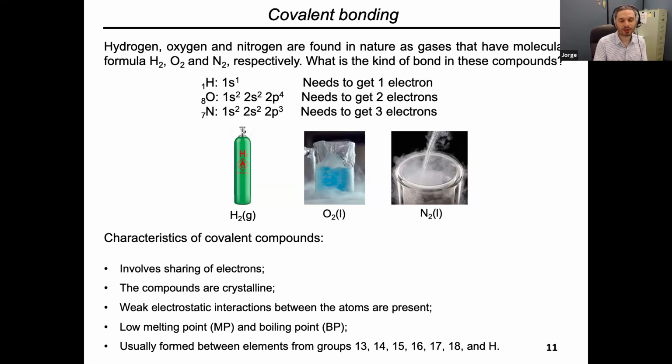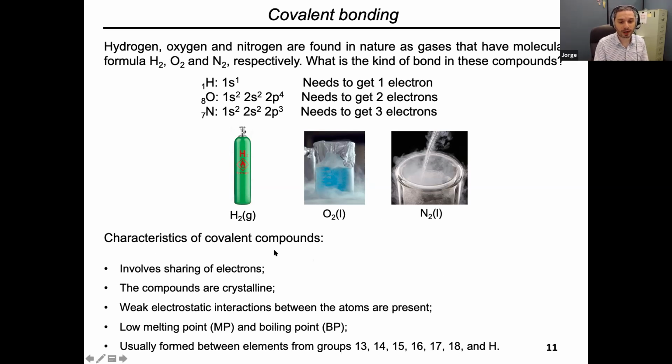Somehow, hydrogen combines with another atom of hydrogen and forms a stable compound. Oxygen can do the same thing, combine with another atom of oxygen and achieve stability, and nitrogen as well, combining with another atom of nitrogen and achieving stability. How is the bond in these compounds? How is that possible to combine with itself and achieve stability? So that's what we are going to tackle regarding covalent compounds.